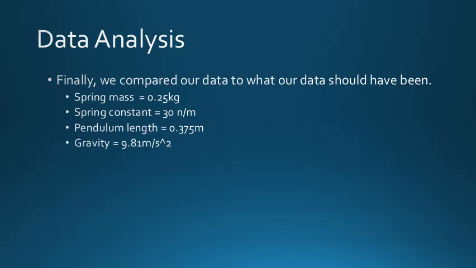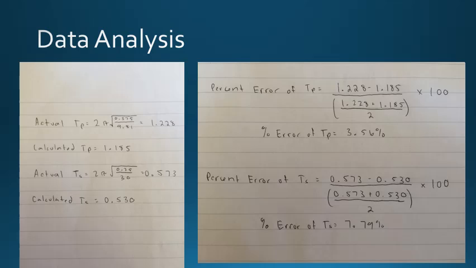Finally, it was time to compare our data to what our data should have been in a perfect world. For future reference, our spring mass was equal to 0.25 kilograms, our spring constant was equal to 30 newtons per meter, our pendulum length was equal to 0.375 meters, and gravity, a constant, was equal to 9.81 meters per second squared. So this is our final data for the actual period versus the calculated period. For the period of the pendulum, we should have gotten 1.228 seconds, but we calculated it to be 1.185 seconds. For the period of the spring, it should have been 0.573 seconds, but we calculated it to be 0.53 seconds.